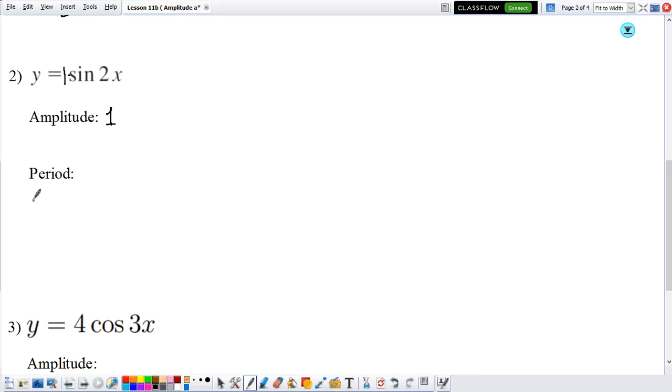Now for the period, we need to find out what b is, where b is the number inside the function, which in this case is 2. So that says that my period is 2 pi over b. So that means that we're going to have 2 pi divided by 2. Notice that the 2's will cancel out. So that says that the period for this function is just pi.